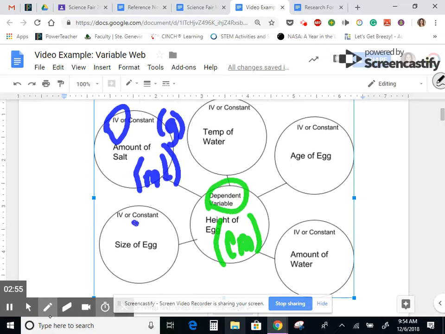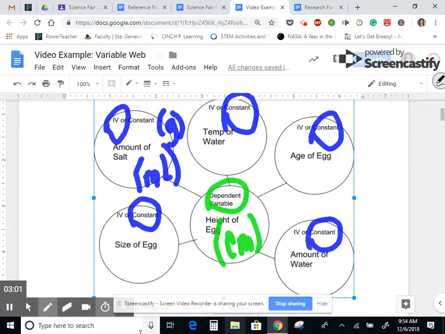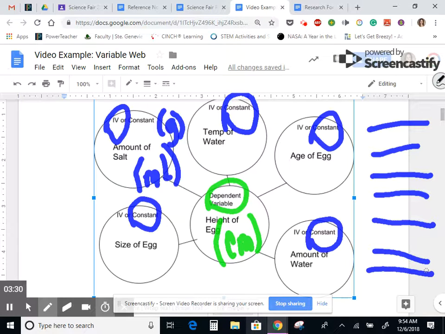Everything else in your variable web is going to fall under constants. Those are the things that you're not going to want to change in the experiment. For example, if I have different amounts of salt but also different amounts of water, that's not going to be good for my experiment because I won't know what actually affected the height of the egg. So everything else needs to be kept the same. Unlike our science fair unit, where you're used to just listing 3 or 4 constants, you want to list as many constants as possible that you can control in your experiment, and you want to legitimately keep them the same throughout.